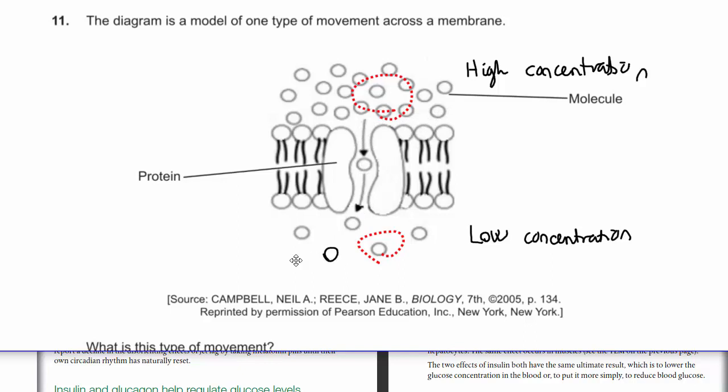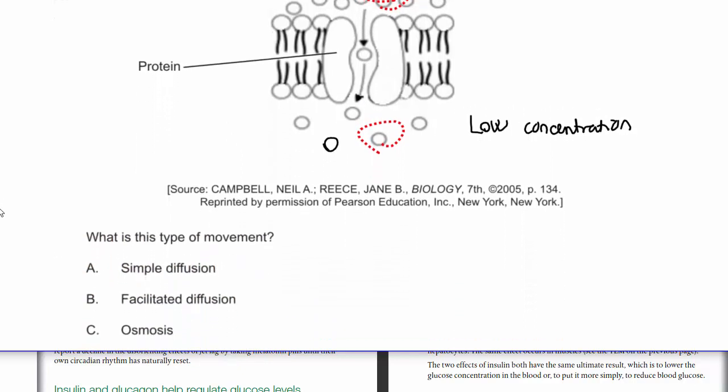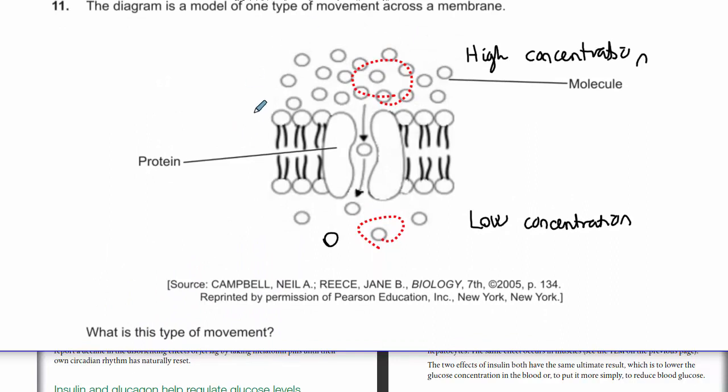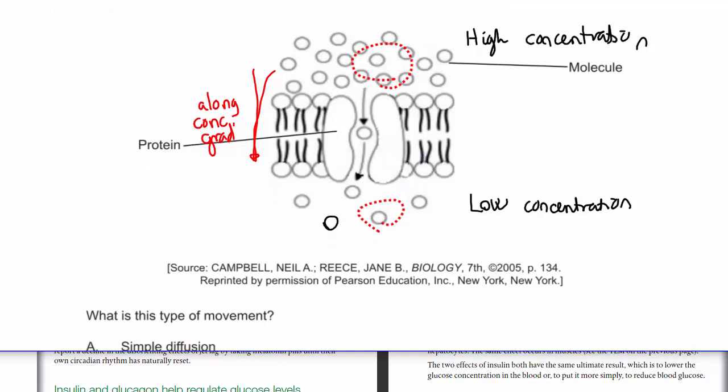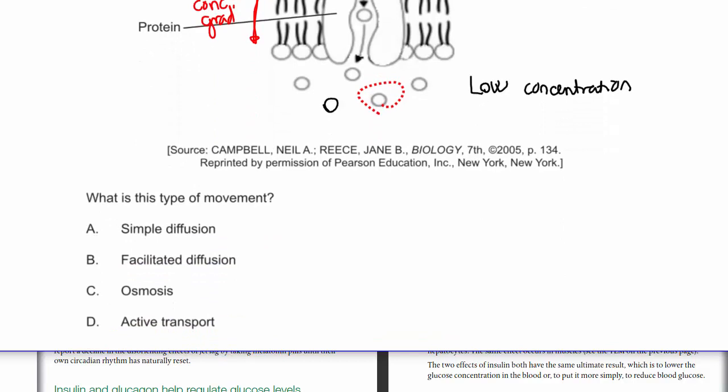So it goes through here, and this is of course diffusion, first of all, since it goes along the concentration gradient. And why is it along the concentration gradient? Because there are lots of molecules here, very few here. And that permits passive transport, like transport of molecules without using energy. That is only possible along the concentration gradient. So it is, of course, facilitated diffusion.